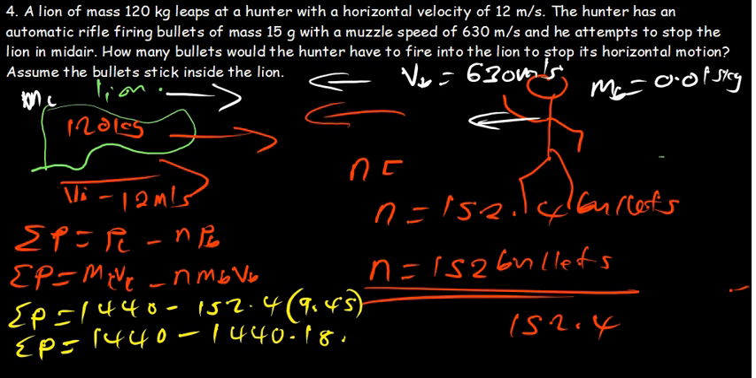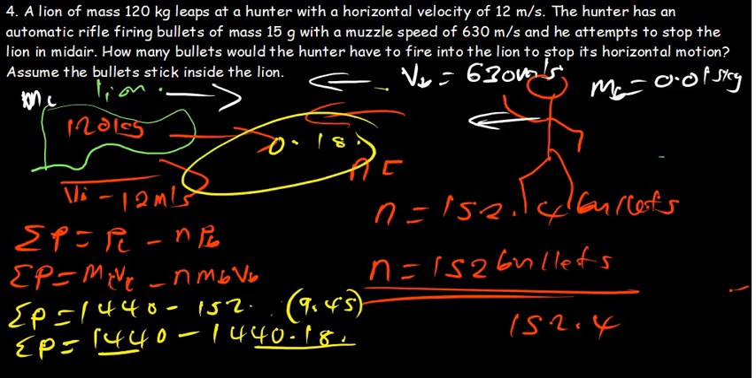Okay, so 152 bullets are required. That's what we said. So I have to say 152 times 9.45. If I use that one, then I can clearly see that this and this is going to give me 0.18. But if it was the issue of not rounding off, we can clearly see that if you plug in the values directly, you are going to get 0 directly, meaning that this answer is correct. So that is it for this question.